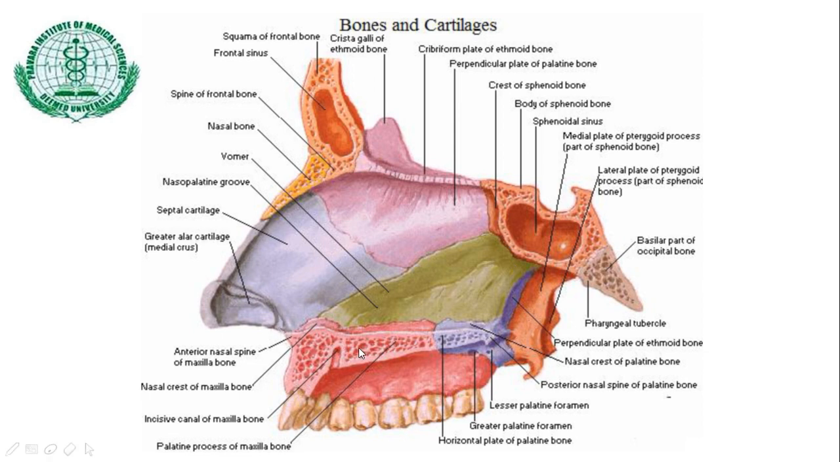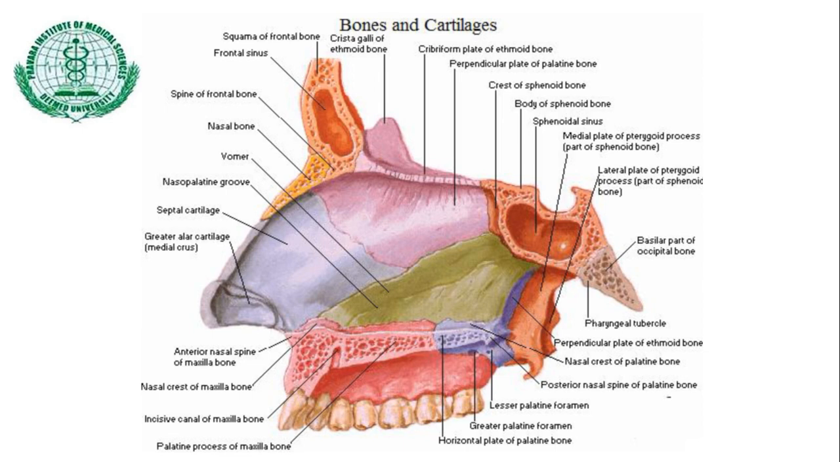Now the floor of it is almost horizontal, and it is formed by the upper surface of the hard palate. In its anterior three-fourths part, it is formed by the palatine process of the maxilla, while posteriorly, it has the horizontal plate of the palatine bone.